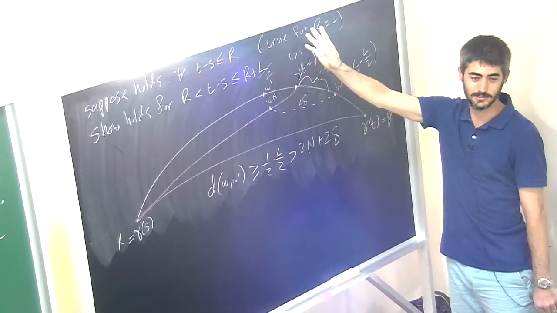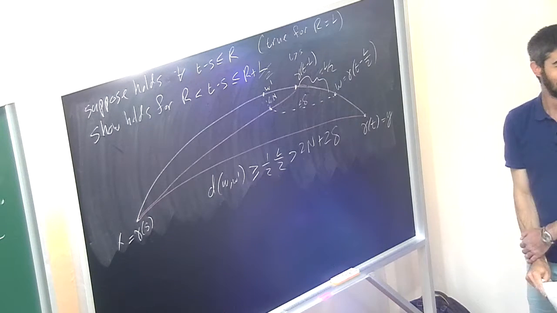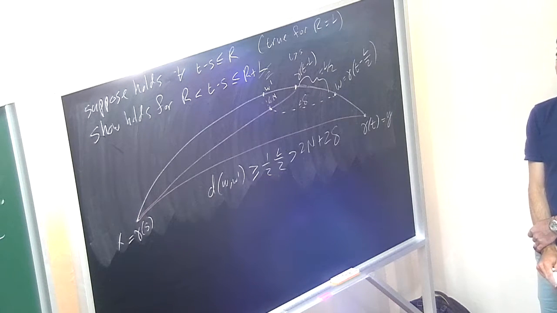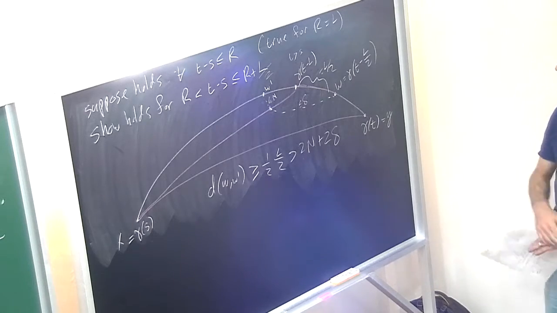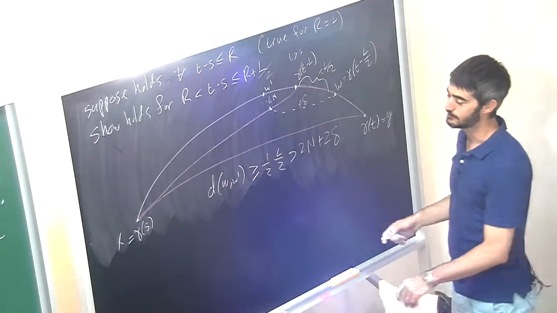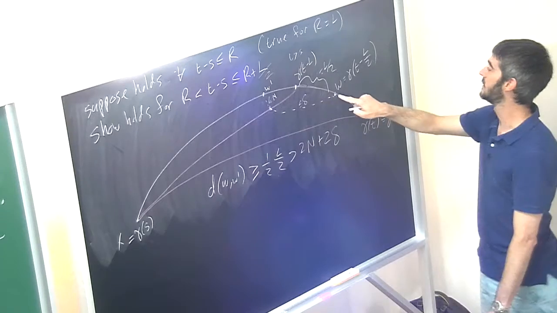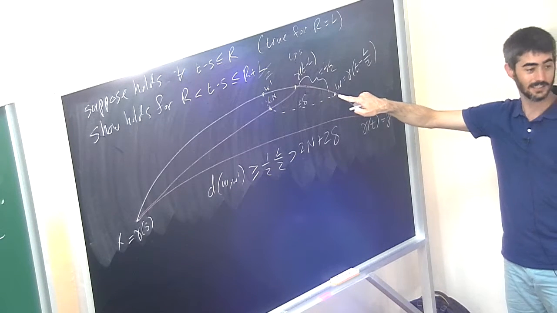Wait, so you think that it's a quasi-geodesic from s to t minus L over 2? Yes, I'm using that the restriction from s to this point, t minus L over 2, is a quasi-geodesic.